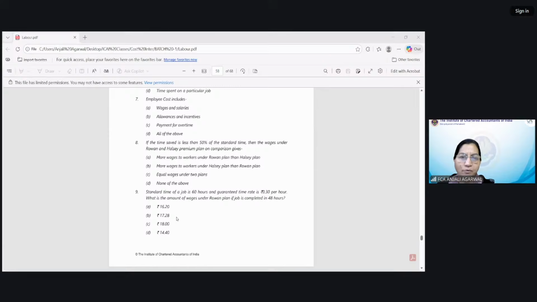Who's giving more wages? Rowan is giving more wages. So here are the 4 answers. More wages to workers under Rowan than Halsey? Yes, it was more wages under Rowan than Halsey. So A is the correct answer. They did not get equal wages. The wages under Halsey plan is less. Therefore, A is the answer. Akhila, is it clear now?